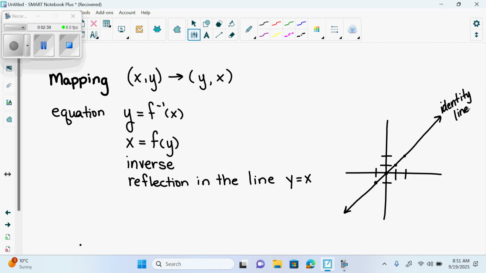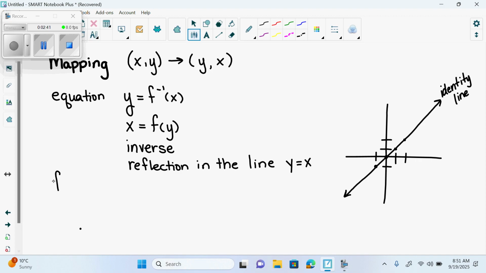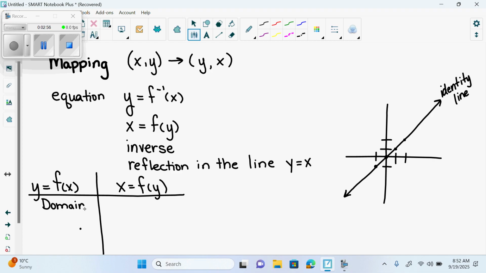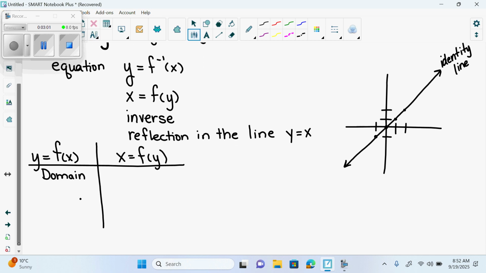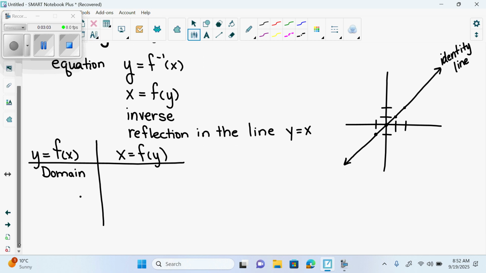Domain and range. So, if I go f of x, which would be my original, and I do x equals f of y, which would be my inverse, we agree? The domain of the original has x's in it, correct? Those x's are going to turn to what when I take the inverse of it? They're going to turn to y's, and what's y? Range. So if I know the domain of my original, I actually know the range of my inverse.